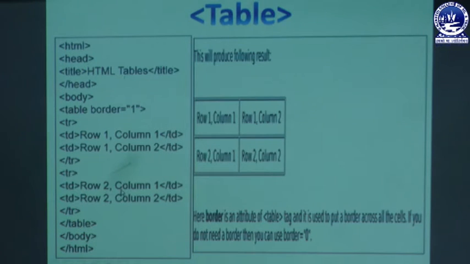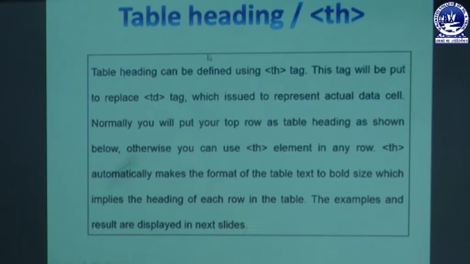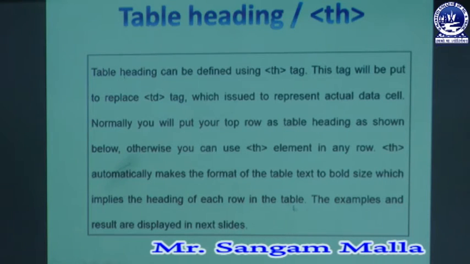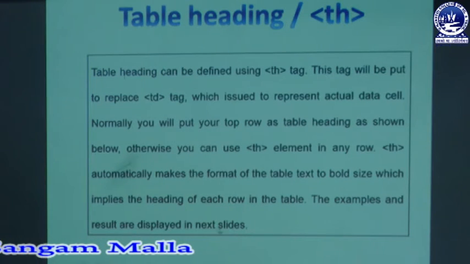Now we will move to the next slide, that is the table heading tag. First of all we need to know the use of the th tag. Table heading can be defined using the th tag. This tag can be put to replace the td tag, which is used to represent an actual data cell. Normally you will put your top row as table heading as shown below, otherwise you can use the th element in any row. th automatically makes the text of the table bold, which implies the heading of each row in the table. The example and result are displayed in the next slide.